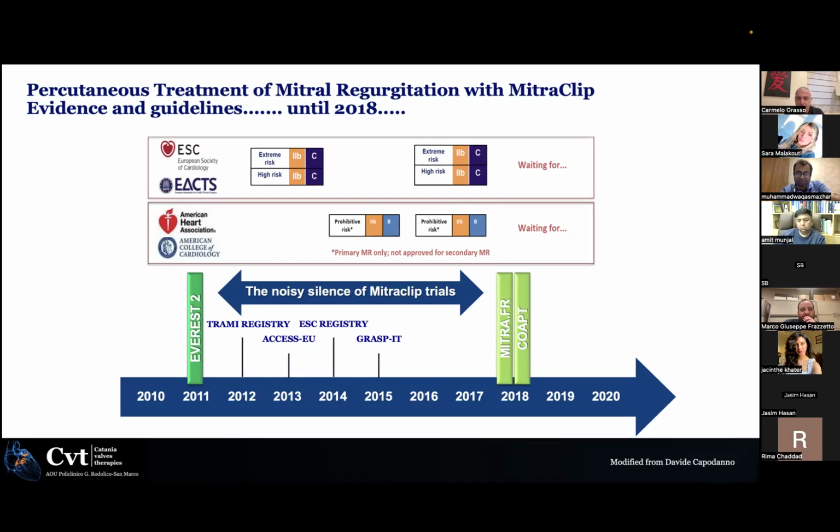Since that time, many patients were treated, but as you can see, there was a noisy silence of MitraClip trials. So everybody started to put MitraClip on all the valves, and the majority of patients in the real world were functional mitral regurgitation. And then we started to publish many registries in the US, in Europe, in Italy. We treated really a lot of patients, and then we understood the patients had quite good results.